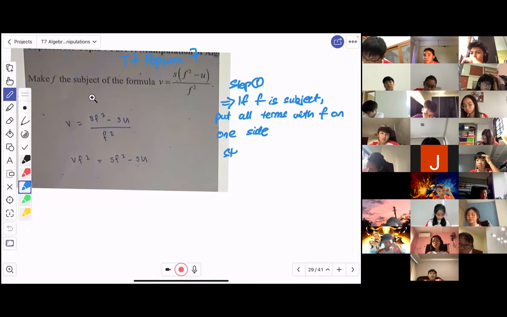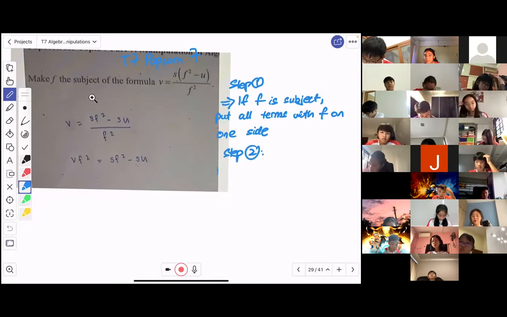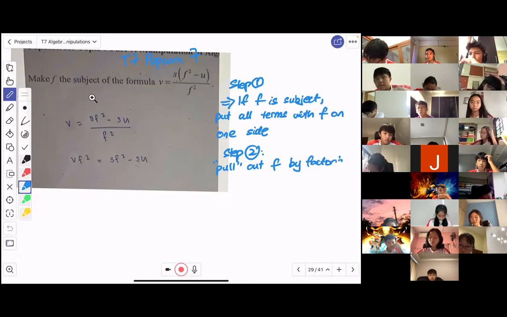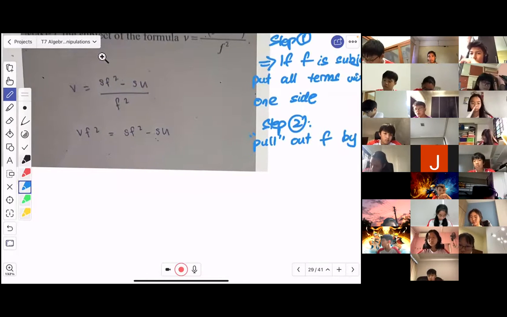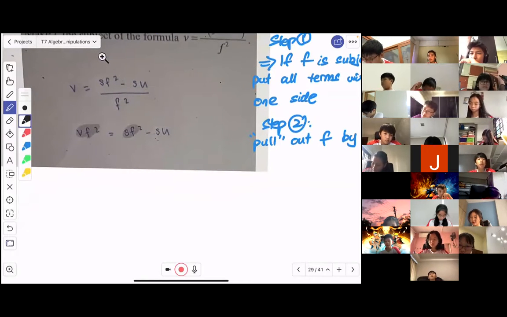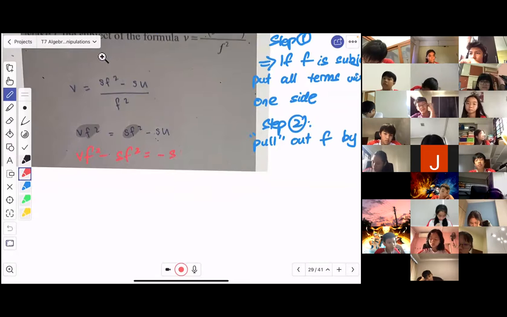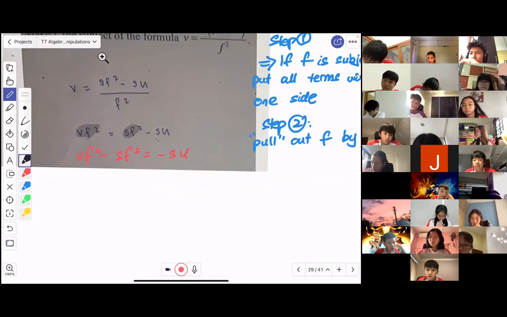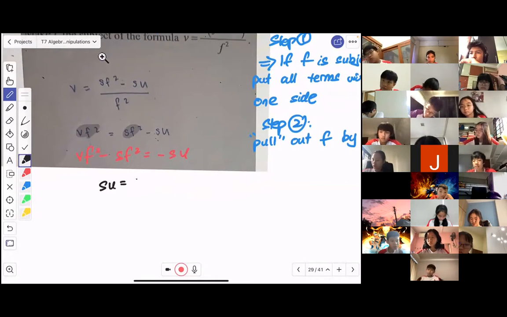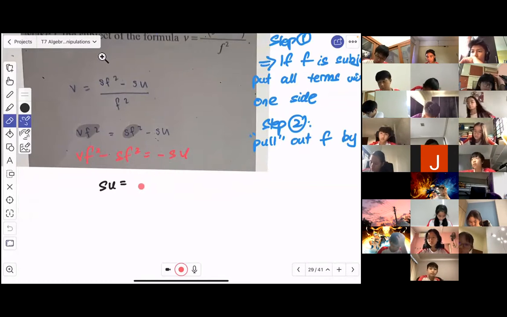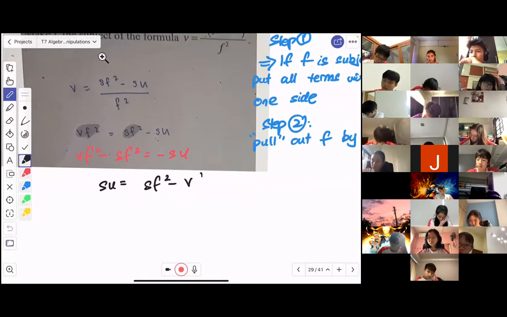Then step 2, you pull out f by factorizing. So what do I mean? You can see this step. These are the 2 terms that have the f square, right? I pull it out, equals to su. In fact, if I multiply all by -1, it will look better, something like that. s of f square minus b f square.